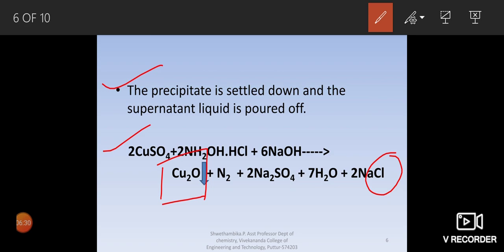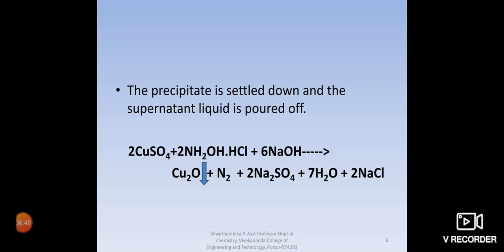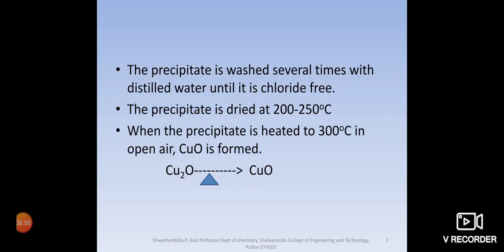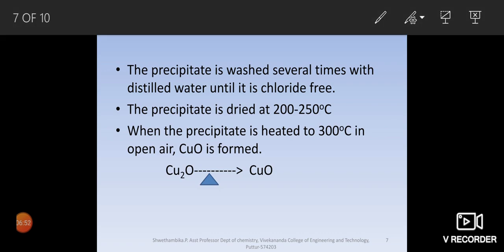Now the precipitate is settled down and the supernatant liquid is poured off. In fact, we don't want that remaining liquid, only the precipitate we want. So the supernatant liquid is poured off, and then here we have to go for a filtration. On filtration we will be getting the copper oxide nanoparticle. Some more information must be known here.